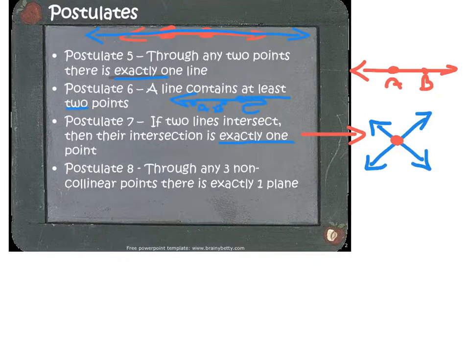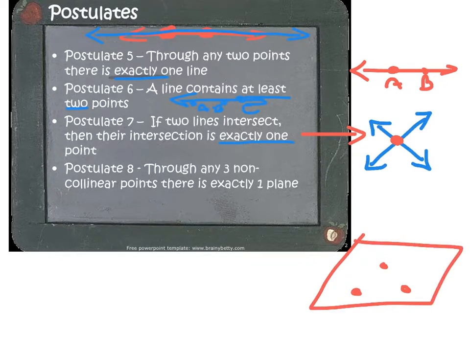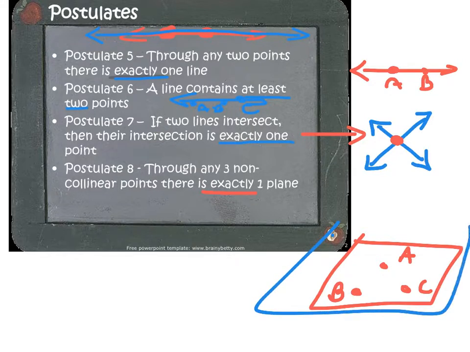For postulate 8, this states that through any 3 non-collinear points, there is exactly one plane. So if I were to draw 3 points that are non-collinear, not on the same line, they are in a plane. So it could be points A, B, and C. Exactly one plane. Remember, the edges of that plane go on forever. So if I were to draw a bigger rectangle, it's still the same plane because these edges are getting bigger and wider, and they keep going. So it's always one plane.